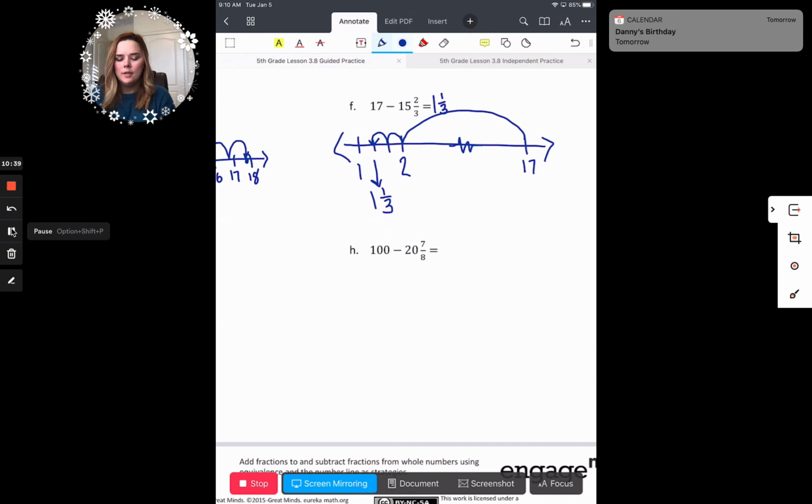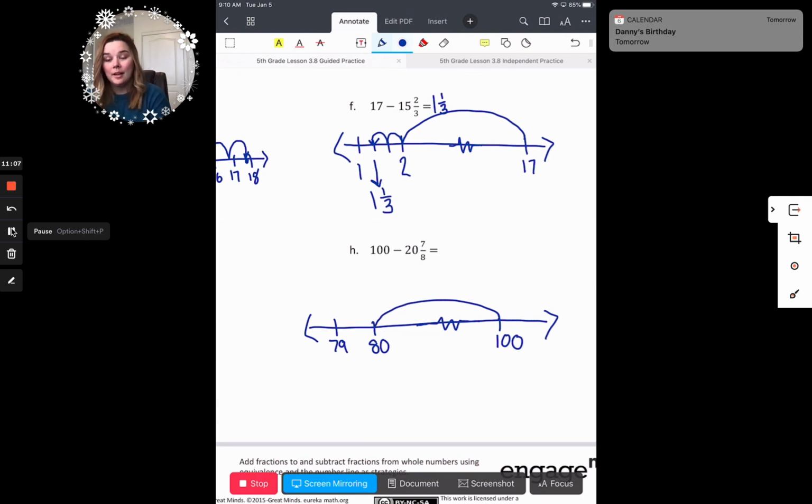And I can do kind of the same thing for H as well. I can use that same kind of squished up number line. I know that 100 minus 20 is going to give me somewhere around 80. So I'm going to go 79 and then 80 and then my squiggle and then 100. So when I subtract 20, I'm going to go back to 80 and then I have my eighths. So I need to go back 7 eighths. 1, 2, 3, 4, 5, 6, 7. And I end at 79 and 1/8.